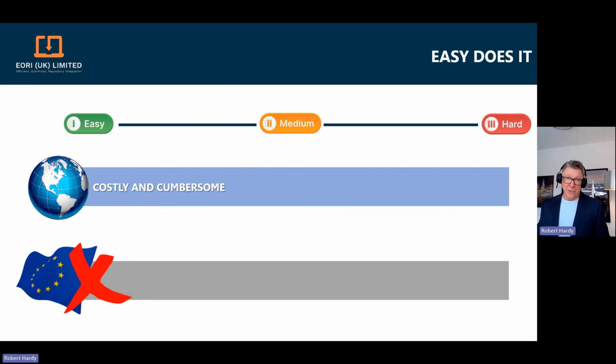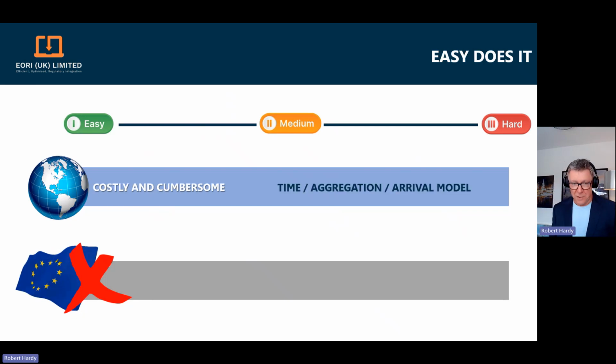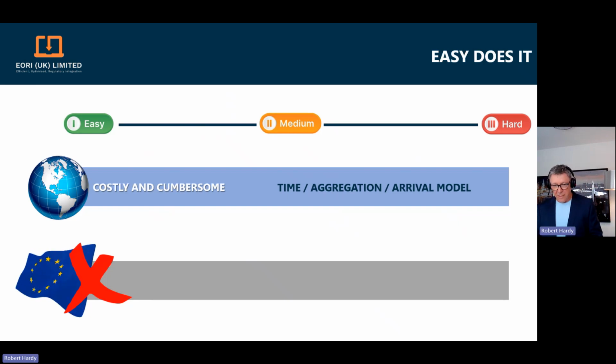Only our argument is EU's worse. And the reason why we say it's worse is that the rest of world flows, being particularly maritime, for example, have some advantages. One is you've got time. Secondly, you've got aggregation. So if you have 10 containers on one vessel, it's one customs documentation, one customs entry. Whereas at the moment, if you have 10 trucks coming from Lille, it's 10 customs declarations.